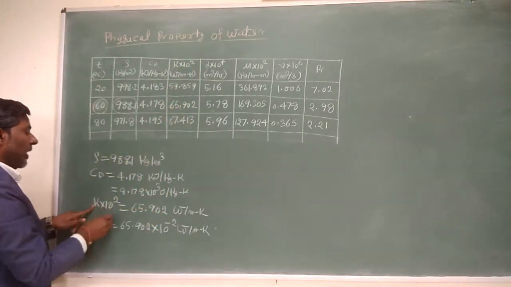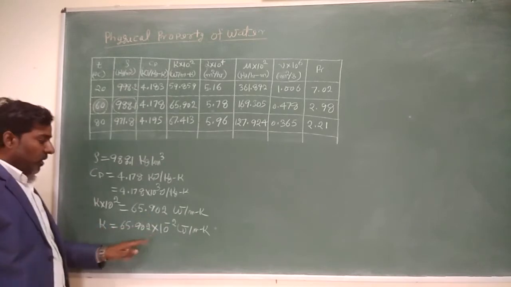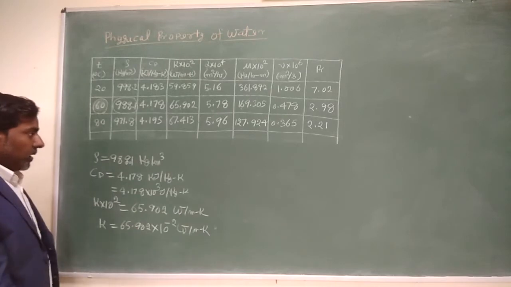Okay. Then K will be, you take it here, then K is equal to 65.902 into 10 to the power minus 2. So that is the correct way to take the data.